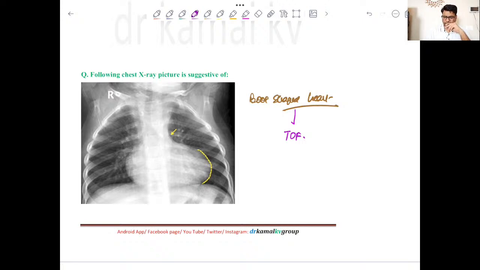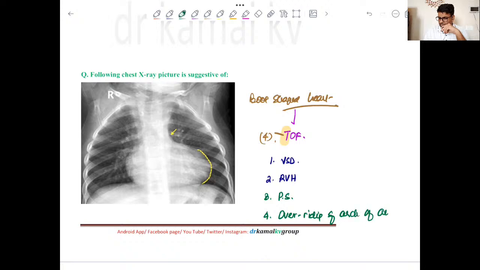Now you have to get to know the 4 components of Tetralogy of Fallot, because when we say tetralogy, of course there are 4 components, right? One is VSD. Second is right ventricular hypertrophy. Third is pulmonary stenosis, and fourth is overriding of the arch of aorta, right? I think most of you must be knowing. Yes, KK, very good. Right ventricular hypertrophy is one.